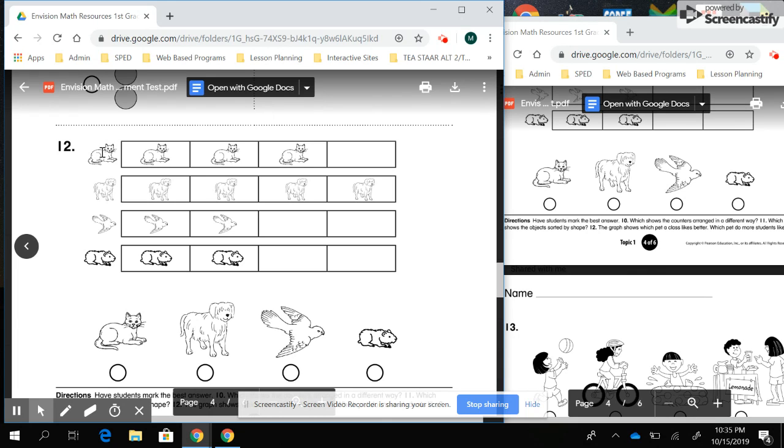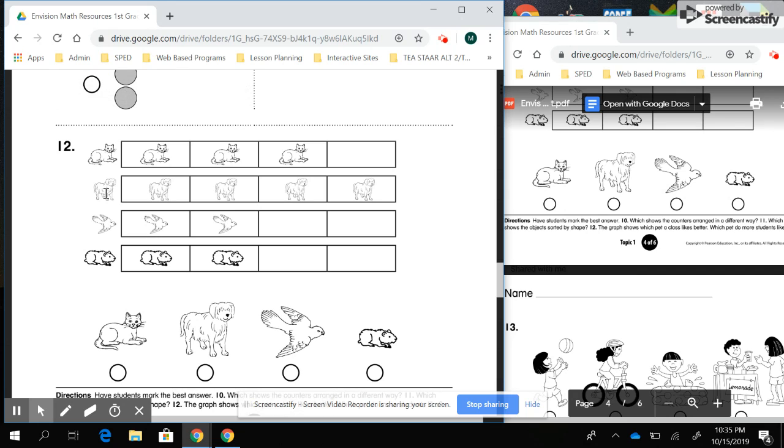Did most students like cats? Did most students like dogs? Did most students like birds? Or did most students like hamsters? Can you please bubble in the one pet that the class liked the most?